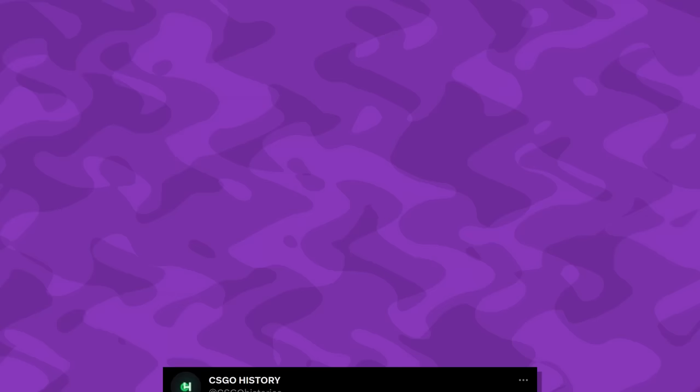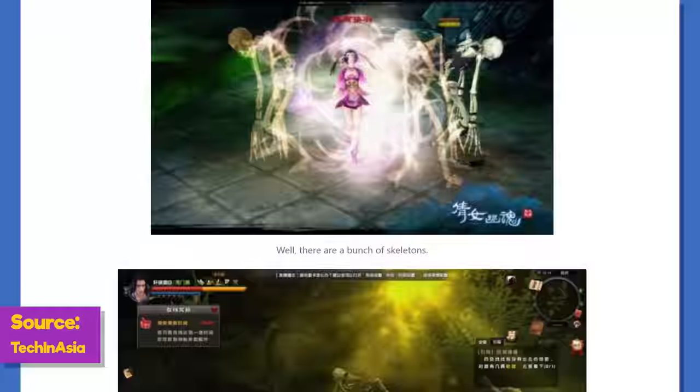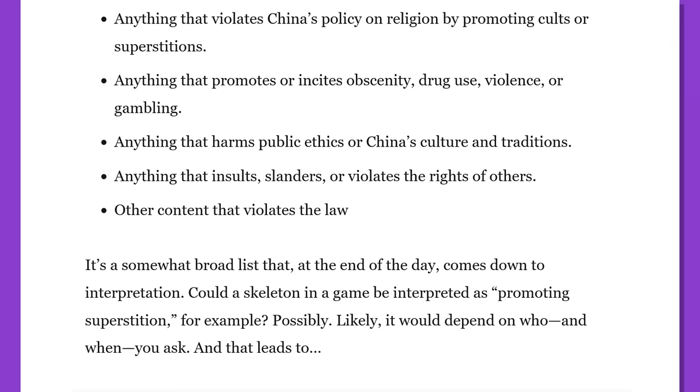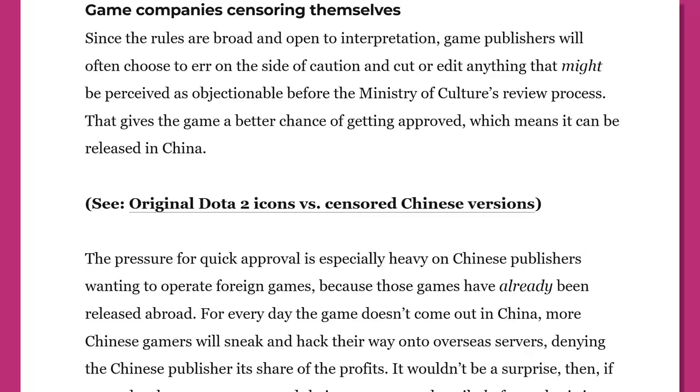In actuality, this isn't even government-imposed censorship. China doesn't have a ban on these concepts, it's just that Chinese laws are a bit loosely defined in these areas. So something like skeletons might be considered as, quote, promoting superstition. As a result, developers usually act more cautiously and remove anything that could be considered problematic themselves, hoping their media has an easier time getting accepted for the Chinese market.